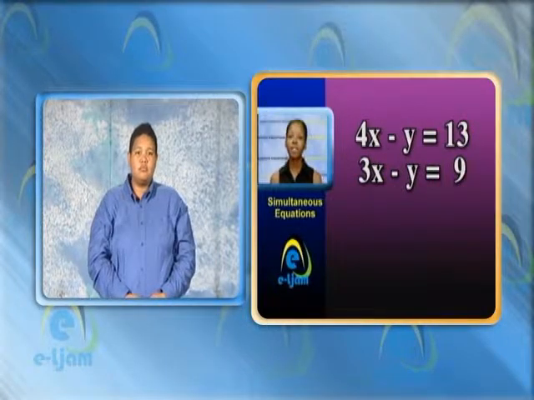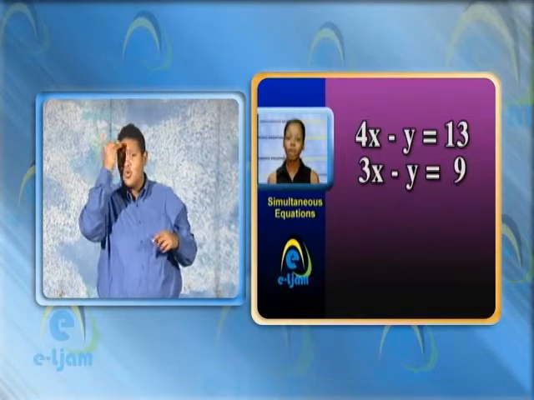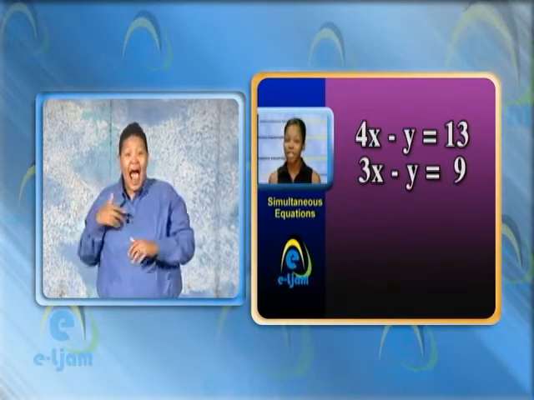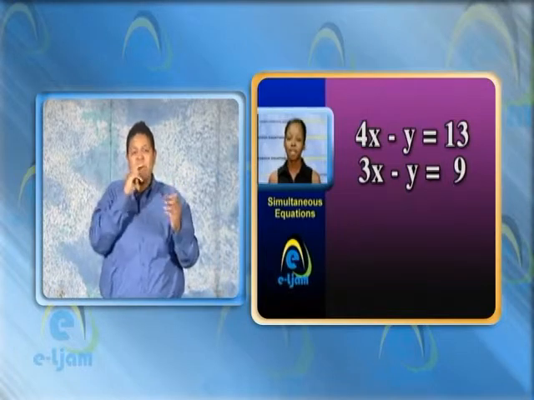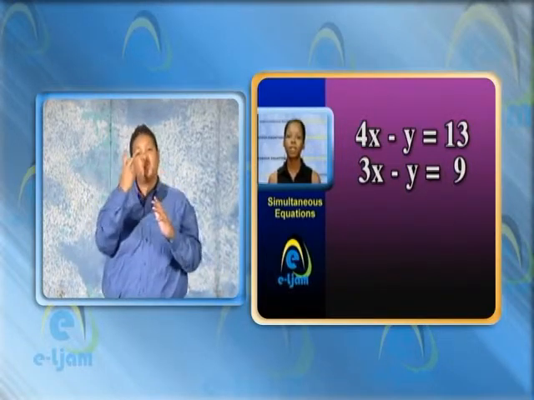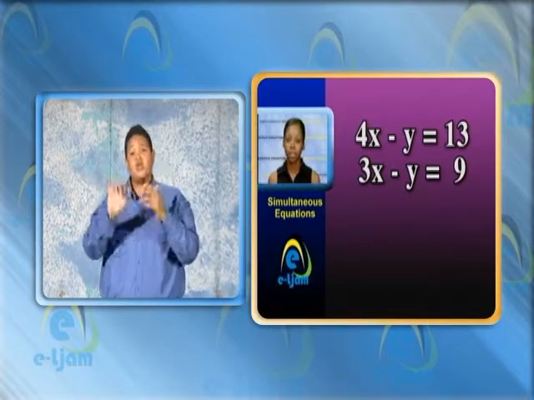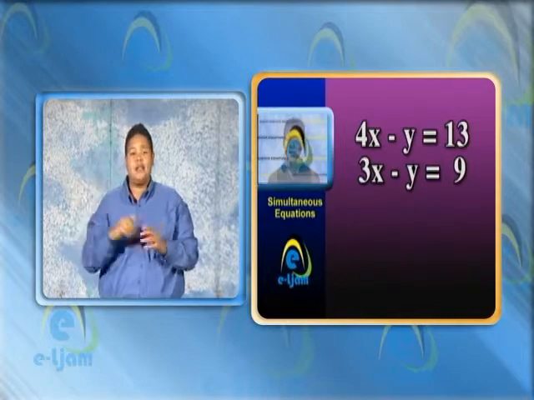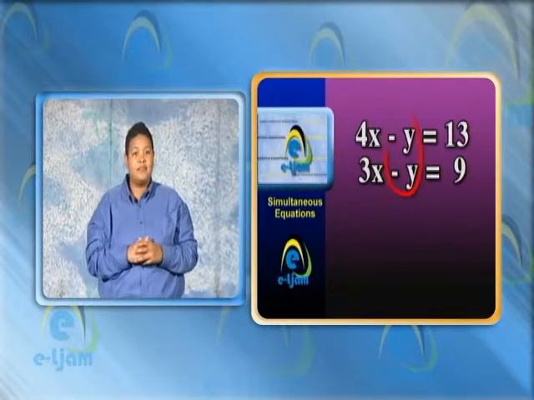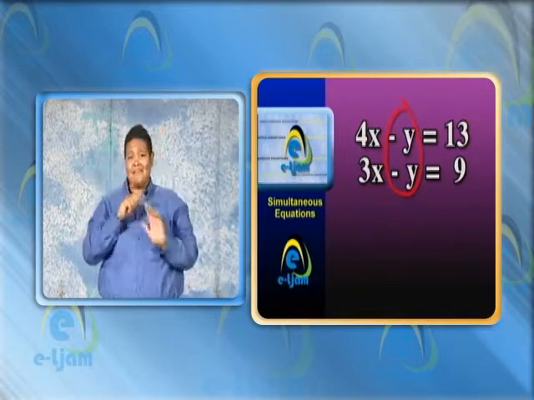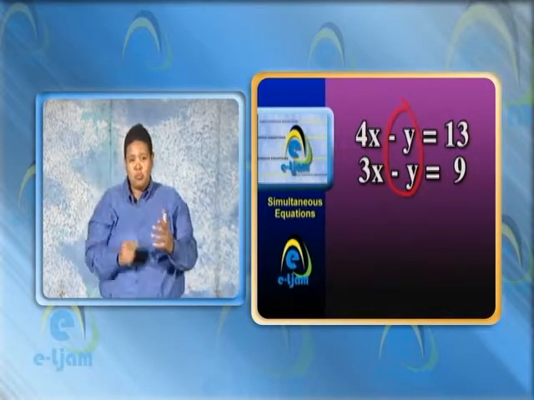When the coefficients of an unknown are numerically equal in both equations and also have the same signs, the equations are subtracted. Let us look at the two equations, 4x minus y equals 13 and 3x minus y equals 9. Since in both equations the coefficient of y is negative 1, we subtract the equations to eliminate the y.